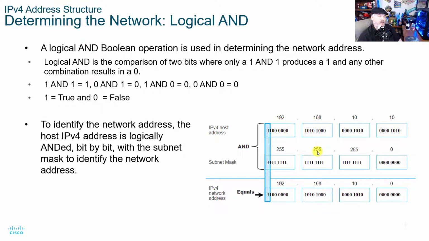Same thing for the next octet. And the easy way to do this is if you have a 255 here, you automatically know that the ANDed number is going to be the same as your IPv4 address. So on this one here, we know our network is going to be the exact same as 192.168.10. You don't have to AND it. But that's what the routers or the networking devices are doing. They're taking each one of these bits and comparing them until they get to a point where they say 0 and 0 is 0, 0 and 0 is 0, and then 1 and 0 is 0. So they have an IPv4 network address.